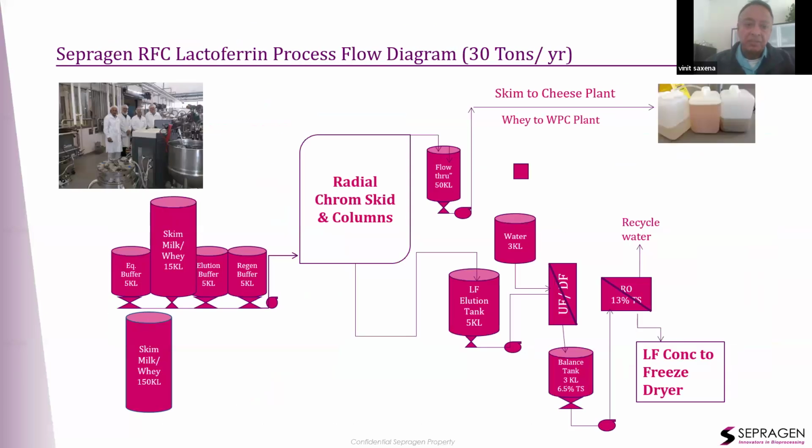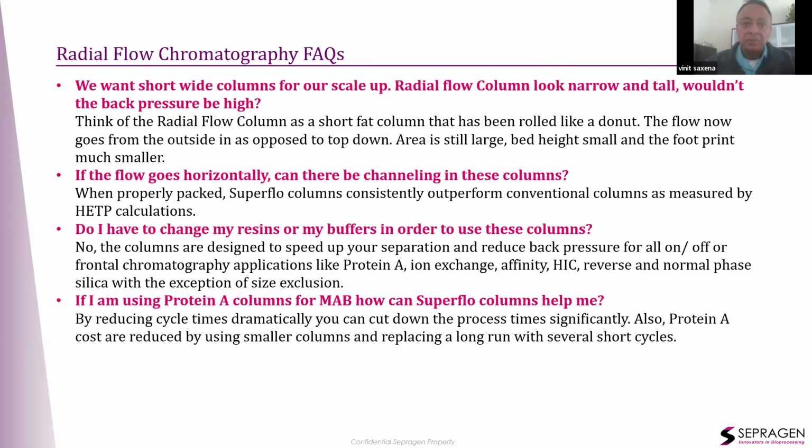So there's a lactoferrin process that we talked about, and there are many FAQs, how the flow goes through the column. Can there be channeling in the column? How do you know if there's channeling in the column? Like anything else, if your asymmetry is off, you probably have channeling in your column. So you pack some more resin or you stabilize your bed.